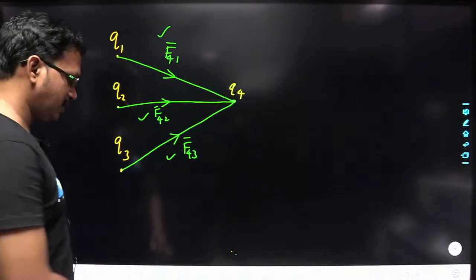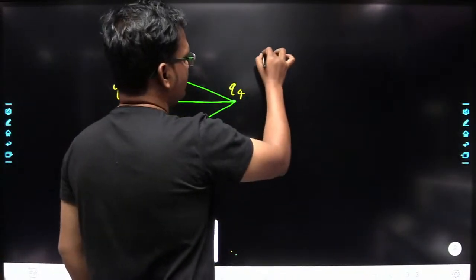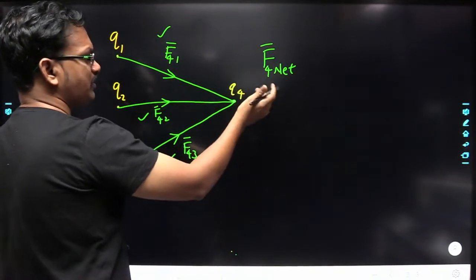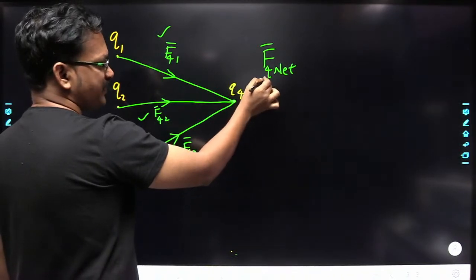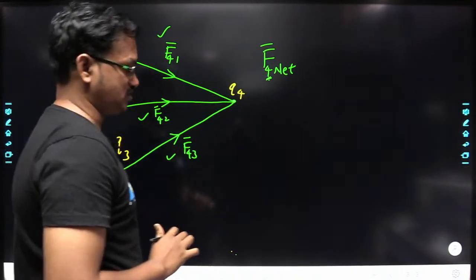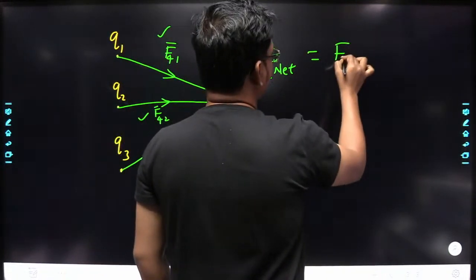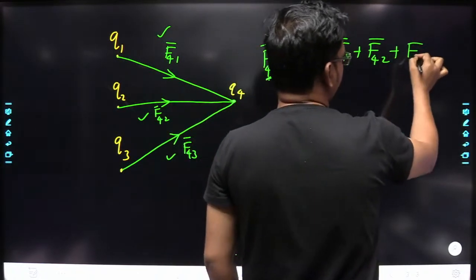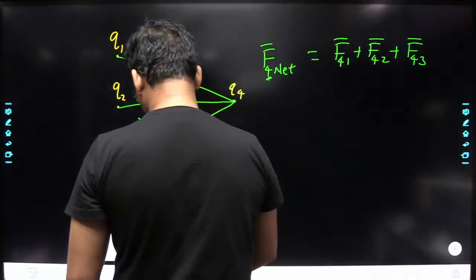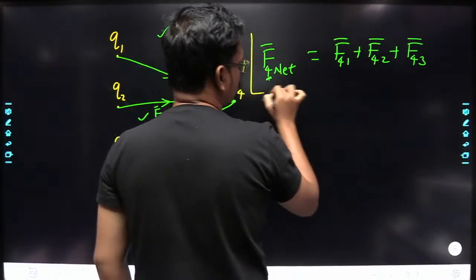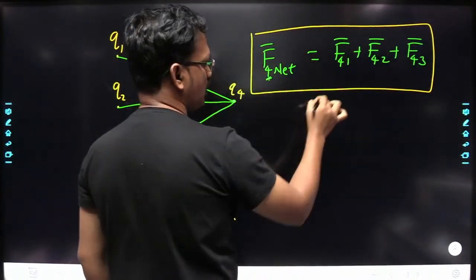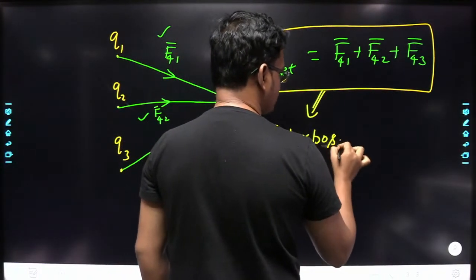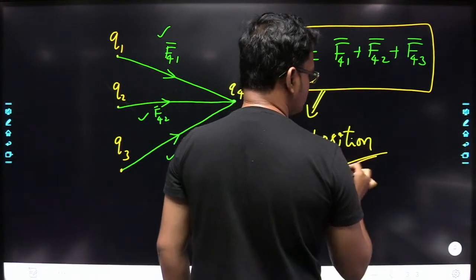The superposition principle. Right. Here, this is how I am going to represent it: F4 net means the net force experienced by 4 due to all the other 3 charges. This is equivalent to the force on 4 due to 1, plus the force on 4 due to 2, plus the force on 4 due to 3. So you have to add up all these forces in order to get the net force or resultant force on Q4. This principle is called the superposition principle.